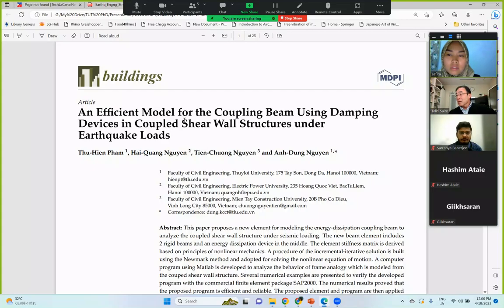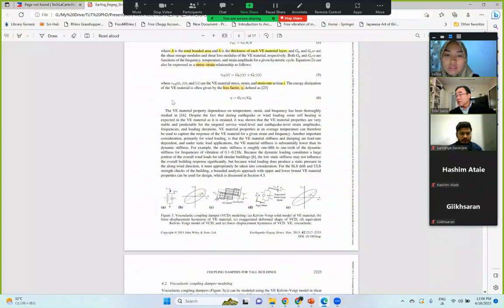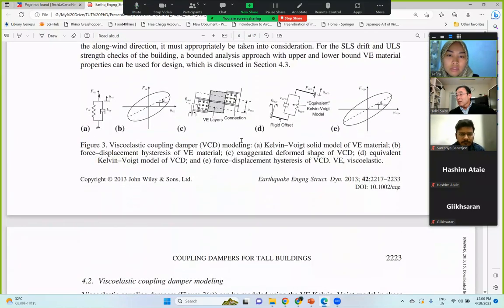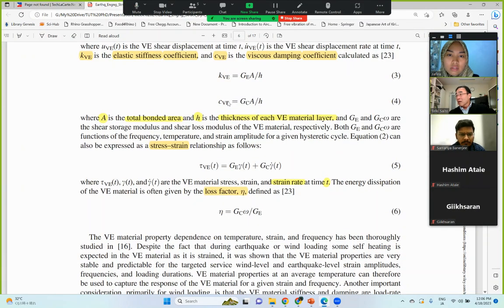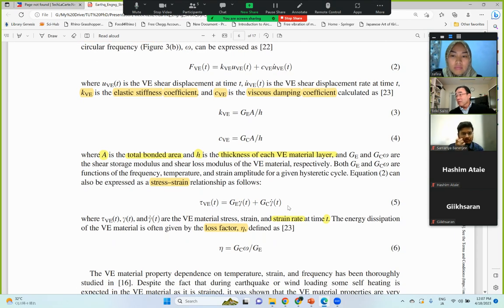It is only damping, and it looks like a hysteresis damper. So only this one is the viscoelastic damper. The stress-strain relationship is this one, GE and GC. This one and this one, I mean equations 3 and 4, and equation 5.